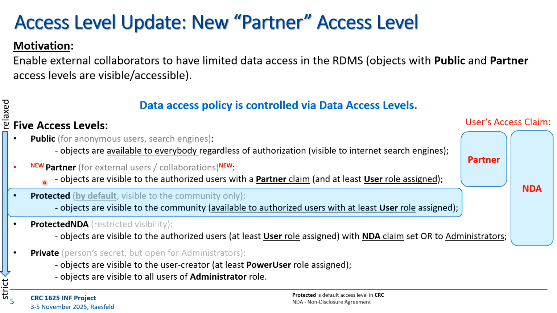To enable collaboration with colleagues external to the CRC, a new access level called Partner has been introduced. As you can see, it's positioned between public and protected access levels. As you may recall, protected is the default access level inherited from the project folder when an object is created, which grants access to users belonging to the users group. External partner users, in addition to belonging to the users group, must also have a so-called partner claim, which effectively restricts their rights to objects with an access level public and partner. Thus, to work with external partners who are not members of the CRC, the partner access level should be used.